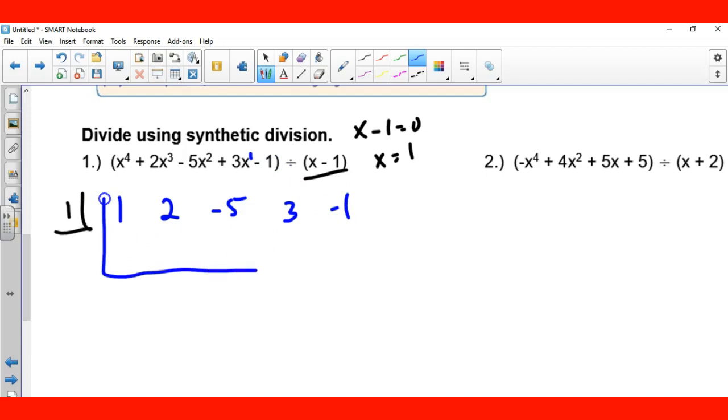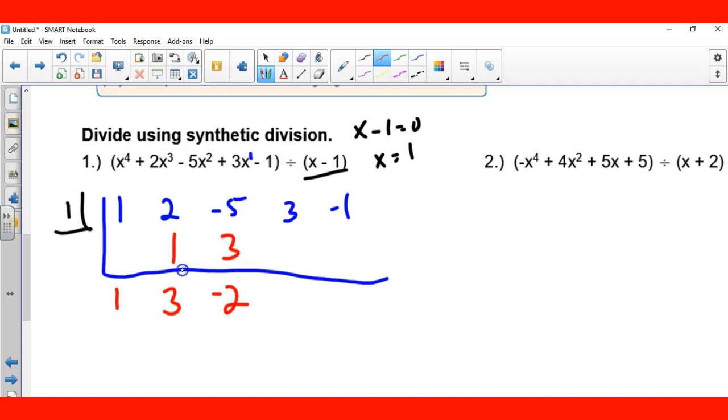So now all you do is this. Take your first term and bring it down. You always bring your first term down. And now I'm going to multiply these two. So 1 times 1 is 1, and I write it over here underneath the next coefficient. Then, since this is positive, 2 plus 1 is 3. Now I'm going to take this 3 and multiply it by the 1 up here. 3 times 1 is 3. So it's positive, so -5 plus 3 is going to be -2.